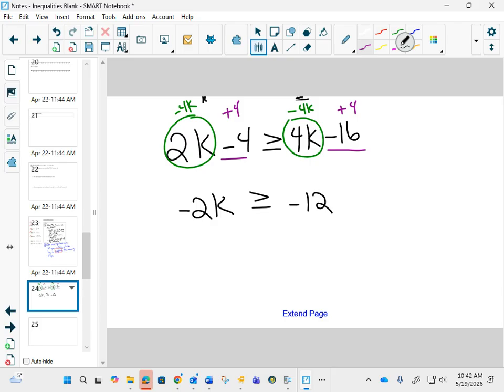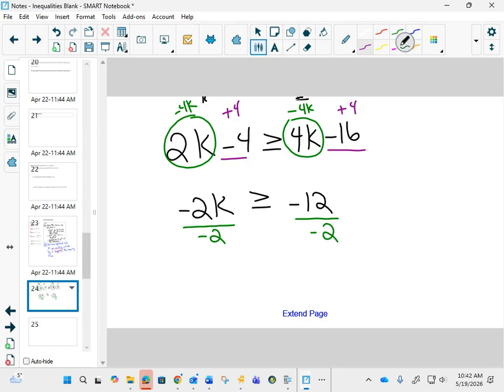Okay? Are we done? No, we need to get the k by itself. What's happening to the k right now? It's getting multiplied by -2. Multiplied by -2, so the opposite would be? Divide by -2, divide by -2.